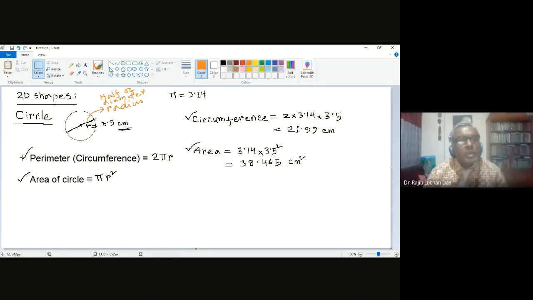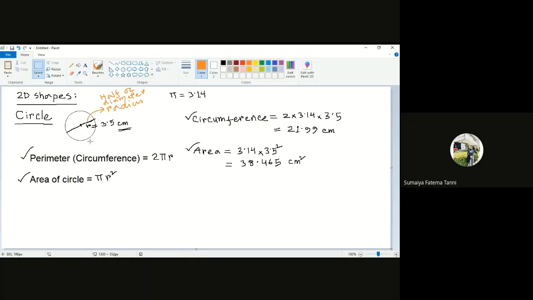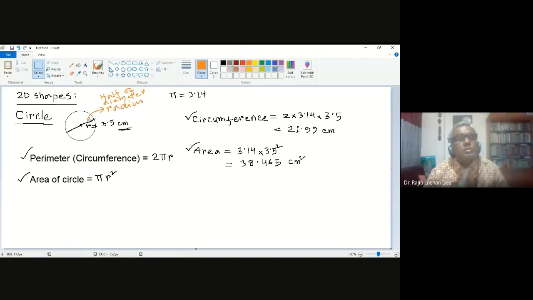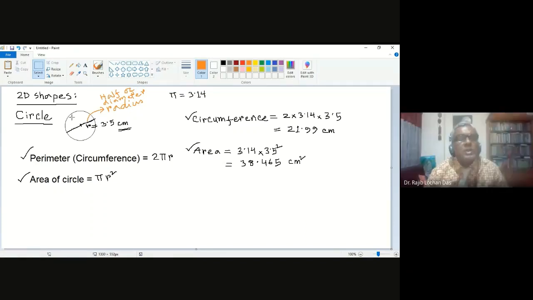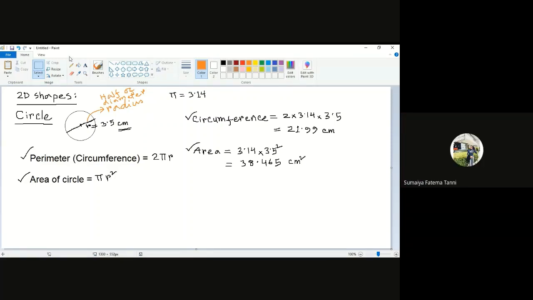Perimeter. Okay, so which one is perimeter? Which one in the picture is the perimeter? Tell me. Sir, the circle is the perimeter. The circle is the line, yes. So, sir, the outside. Outside. Okay, and what is the area? Sir, the area is the inside of the circle.